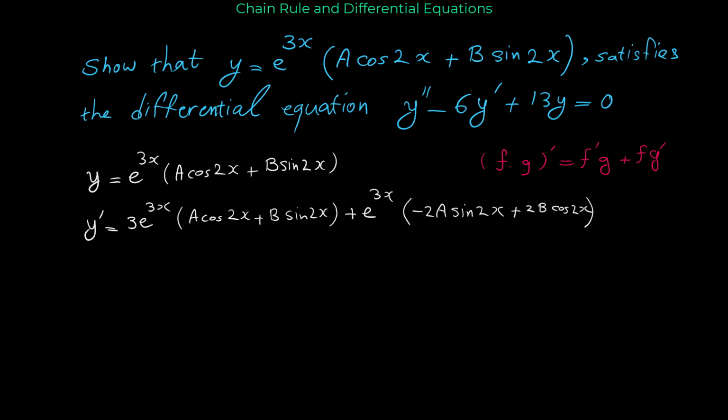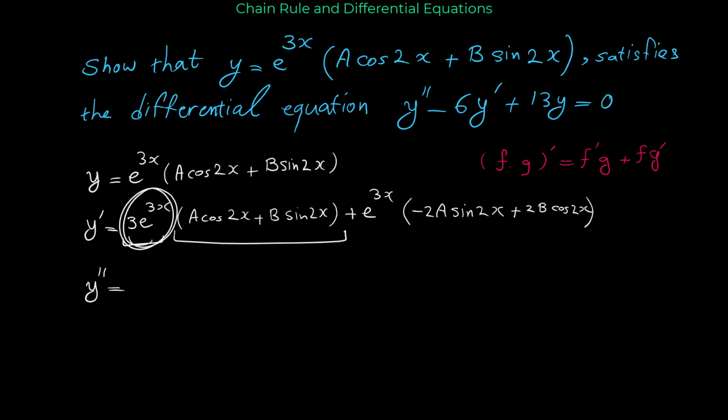Now we have to find y double prime. If you want, first you can multiply the 3e to the 3x in the bracket, and then you can find y double prime. But here I directly want to find y double prime from y prime before simplifying this. Again, we use the product rule here.